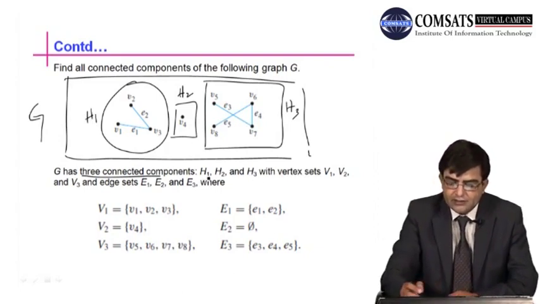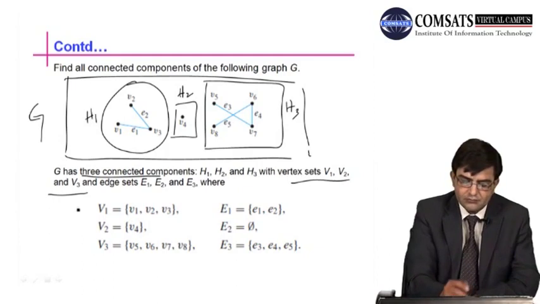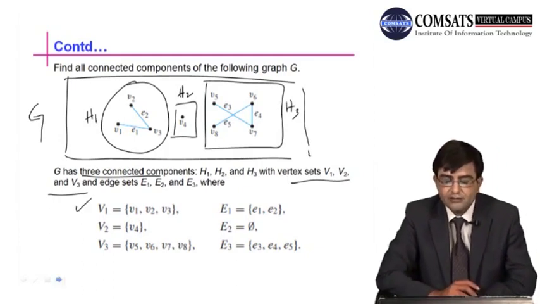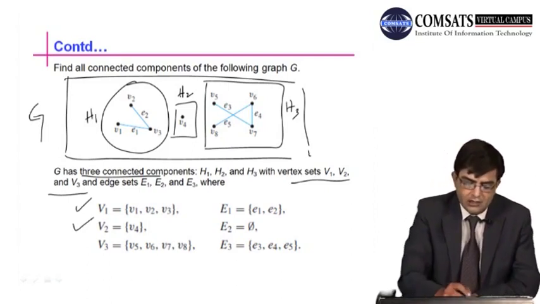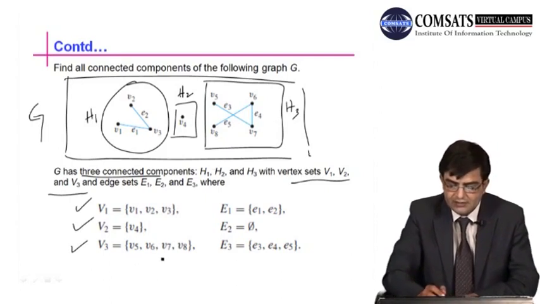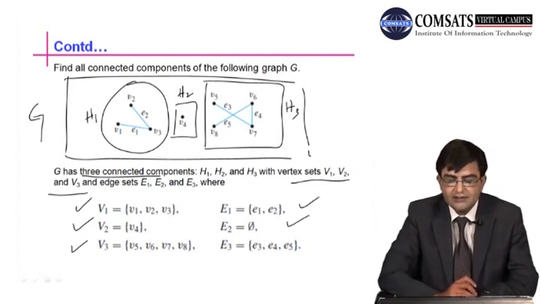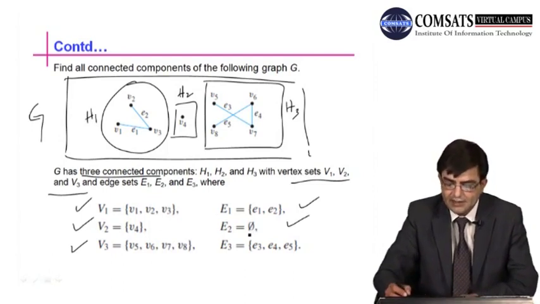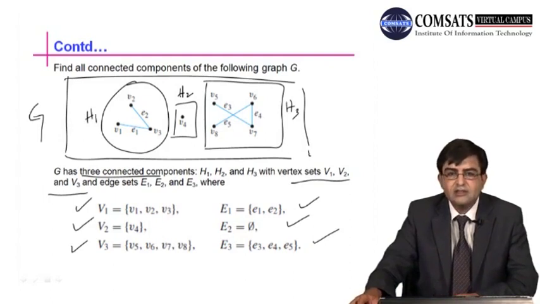H1, H2 and H3 have vertex sets V1, V2 and V3. The vertices in H1 are V1, V2, V3. The vertex in H2 is only V4. The vertices in H3 are V5, V6, V7, V8. And the edge set in H1 is this. The edge set in H2 is empty, there is no edge in H2. And the edge set in H3 is E3, E4 and E5. So these are all the connected components of the graph G.